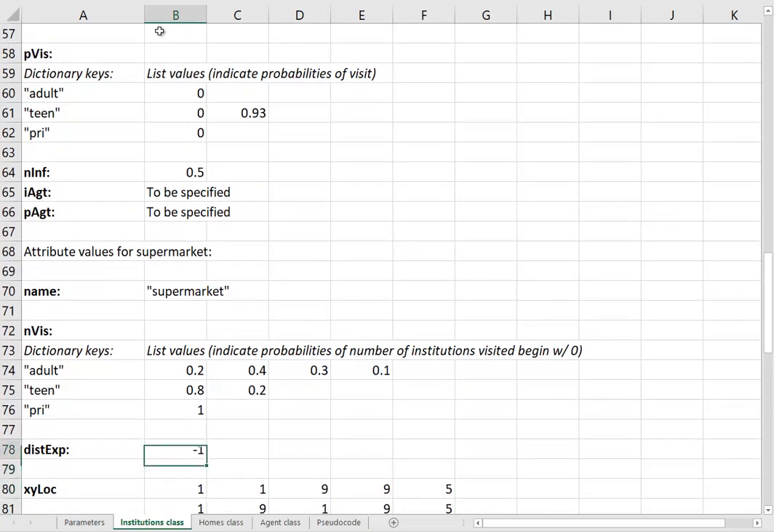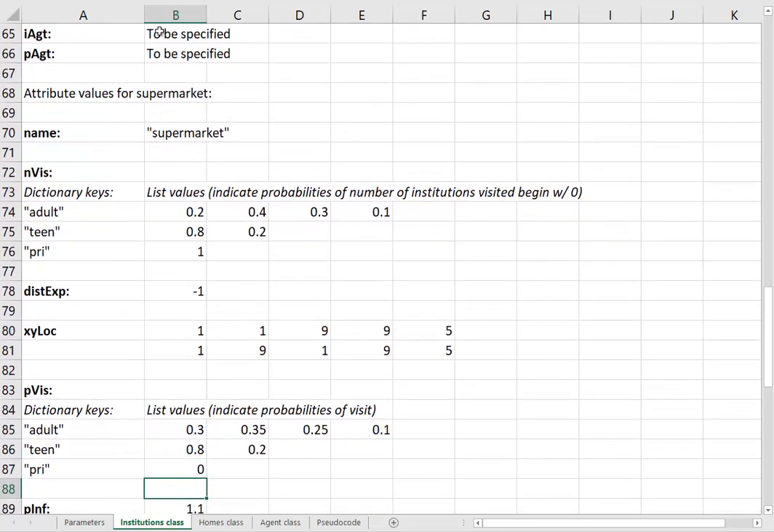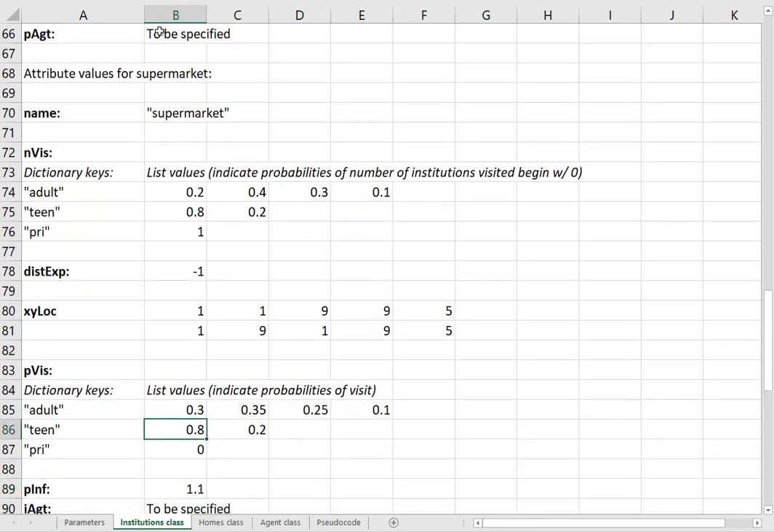Distance exponent, I'm going to leave that. Xlock, again, this is a 2 by n array. There are 5 supermarkets in this model, and these are the x and y coordinates, and that's going to be a 2 by n numpy array. Here I have pvisit. You can see that this has the same shape as here. This, for instance, these here.